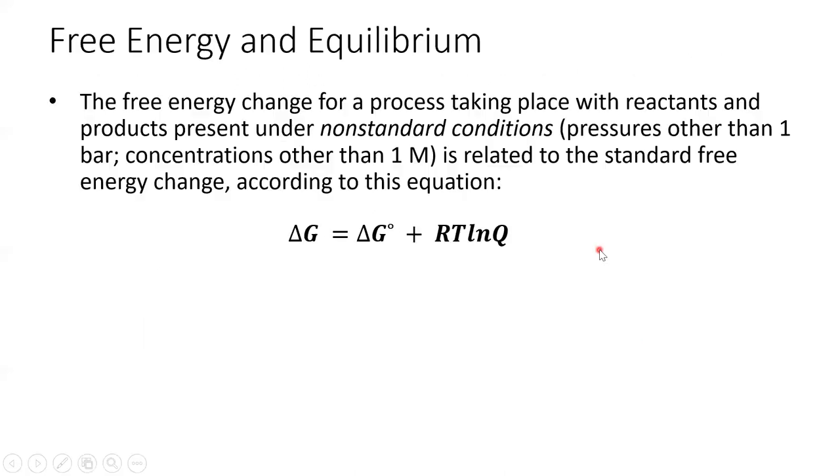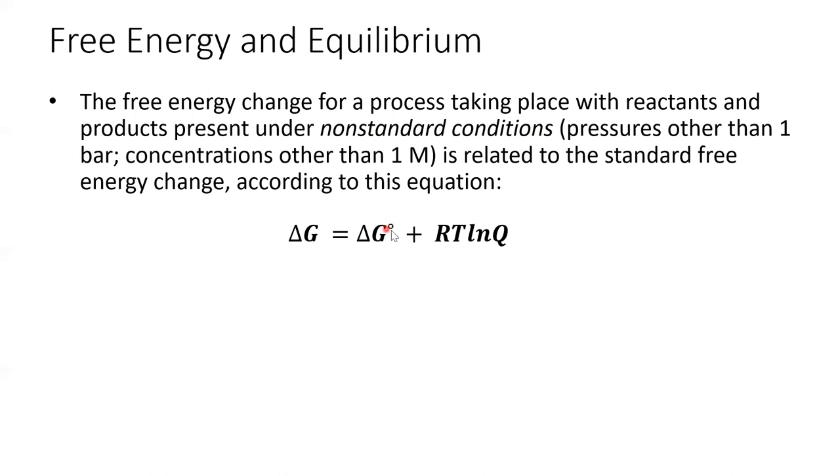All right, here we go. Last thing we're going to go through for today is we're going to look at that delta G value from our thermochemistry chapter. And when we talk about free energy, we were looking at it under standard conditions. Well, now we're going to switch that a little bit. The free energy change for a process taking place when the reactants and the products are not at standard conditions, meaning they're either not one atm or they're not one molar, we can relate that by looking at this equation here.